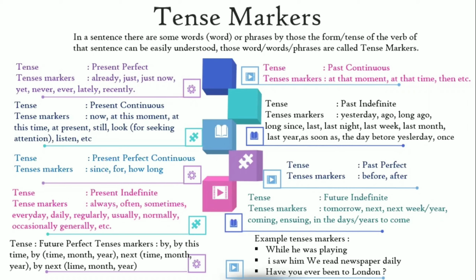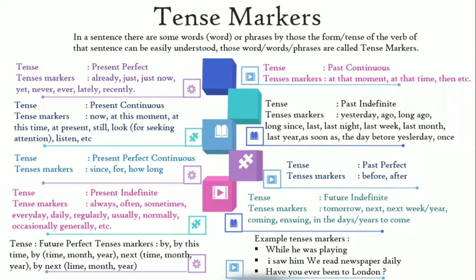3. Tense present perfect continuous. Tense markers, for example: since, for, how long. 4. Tense present indefinite. Tense markers, for example: always, often, sometimes, every day, daily, regularly, usually, normally, occasionally, generally.